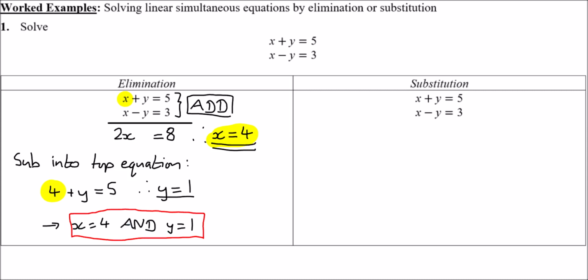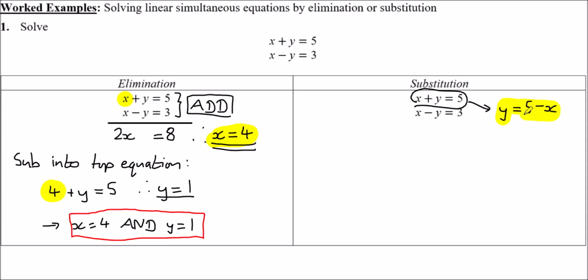Substitution is a different method which, although it can be more awkward, is actually more versatile, especially when we have non-linear equations to solve simultaneously. Here what we do is write either x as the subject or y as the subject. Which one you pick doesn't matter. It really doesn't. But what I'm going to do here is pick the top equation. From the top equation we have x plus y equals 5. I'm now going to make y the subject. So we then have y equals 5 minus x.